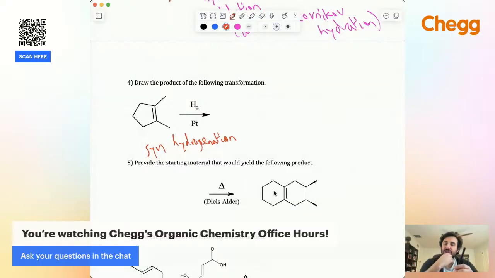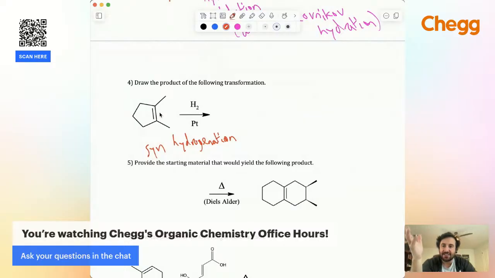Because of the heterogeneous nature, it has to be syn, because both of the hydrogen atoms must be added to the same side of the molecule because they're coming from the same solid surface. There's no way for one to add like this and then the other one to come from the top. They're both stuck to this metal. So the substrate approaches and then the two hydrogens attach like that. Because the two hydrogens are added in syn fashion, they must be cis on the product.